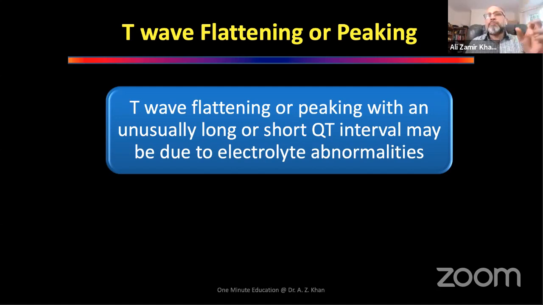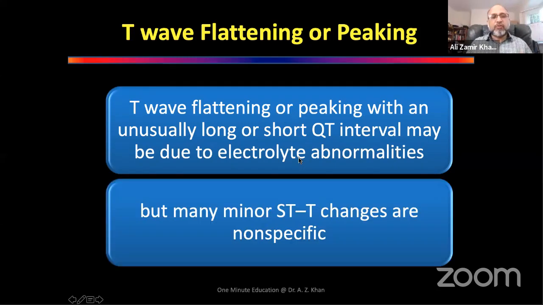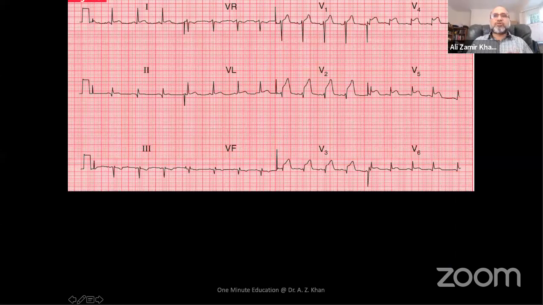But if you have a sodium problem, then you will have a problem with depolarization. If it's a potassium problem, predominantly the potassium problem represents itself as a T wave flattening or a peaking of the T wave, okay? But minor changes are non-specific. So the T wave, in association with the ST, is a good technique to help you diagnose what is going on. So let's look at this ECG, okay?